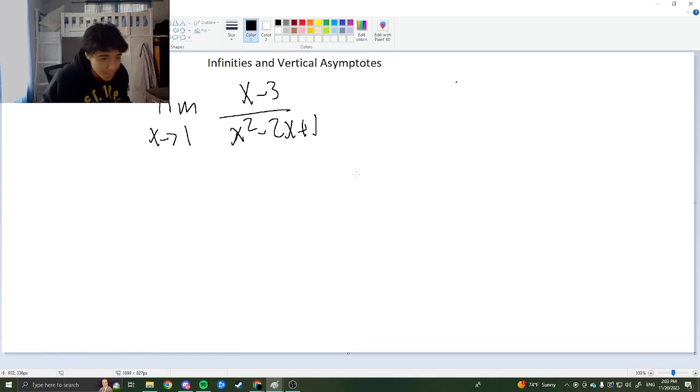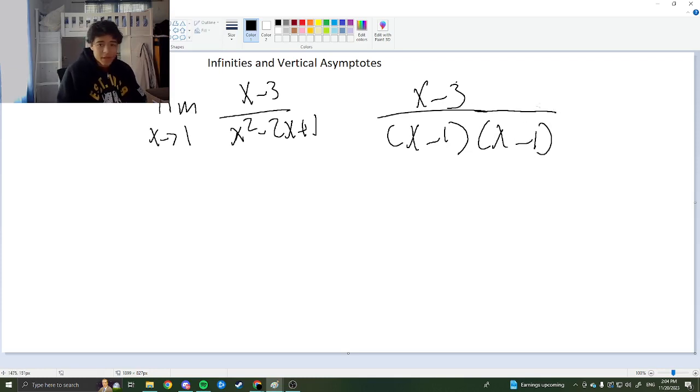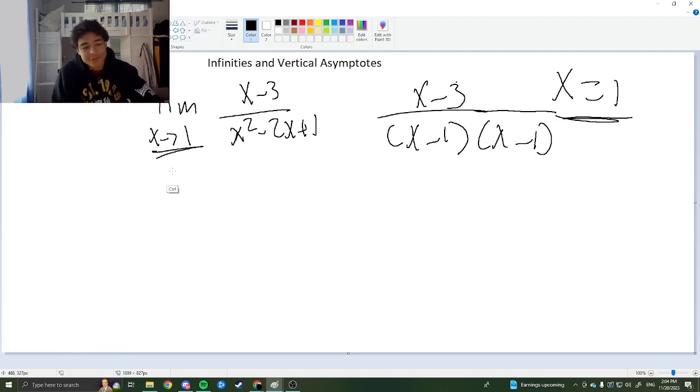Right, so we can't plug in 1. So the first step, as always, is we're going to factor. So we're going to have x minus 3 on top. You can't change that. And then at the bottom, we have x minus 1 and x minus 1. So we have an asymptote at x equals 1, which makes sense because we're looking for the limit at 1. So we're going to try to find the left limit and the right limit, and we're going to see if they agree.